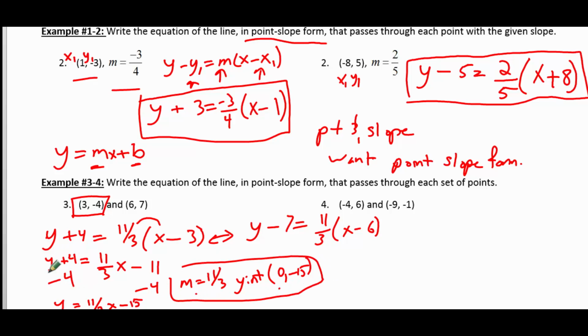Now that's not what it was asking for. The answer to this question is in point slope form. So we figured that out a while ago. The answer to this question is this. But if I wanted to put it in slope intercept form, that's my mx plus b form.